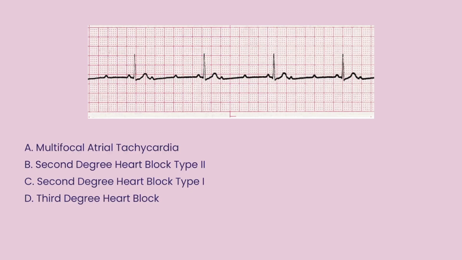Well, it's probably not multifocal atrial tachycardia. It's probably not third degree heart block because we don't see anything buried. No P waves are buried in the QRS complexes. Second degree heart block type 1, our poem says longer, longer, longer drop. We don't really have a change in the distance of these PR intervals that we do have. We just have some dropped QRS complexes along the way. And so the best answer here is second degree heart block type 2.